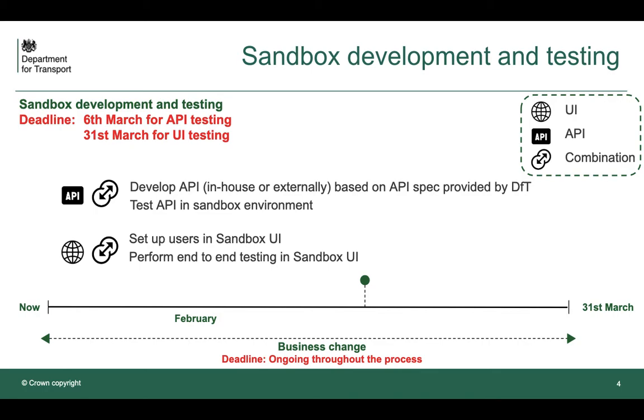So next in the checklist is Sandbox testing and development. What do we need to be doing? Yep, so the deadlines for testing in Sandbox are 6th of March for API testing and 31st of March, so right up to the deadline for UI testing. If you're using the API, you'll need to test your API based on the specification provided by the DFT, and that'll happen in the Sandbox environment. And if you're using the Sandbox UI, then you'll be setting up your users and performing end-to-end testing all the way up to the 31st of March to really ensure that you have tested everything rigorously.